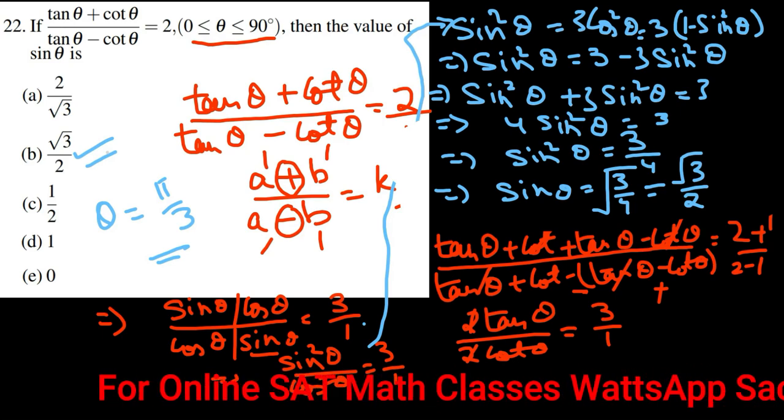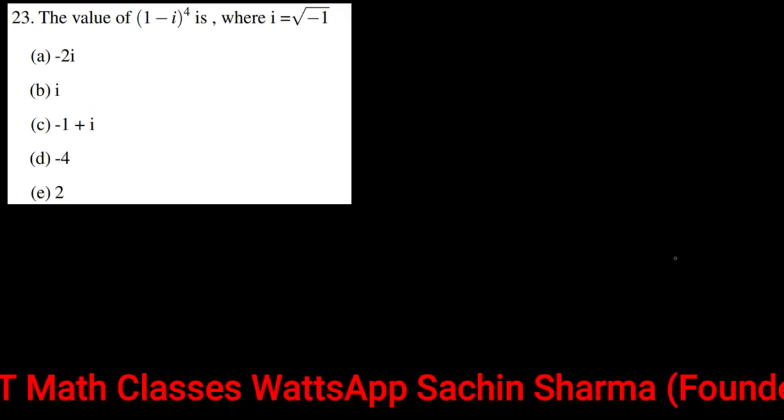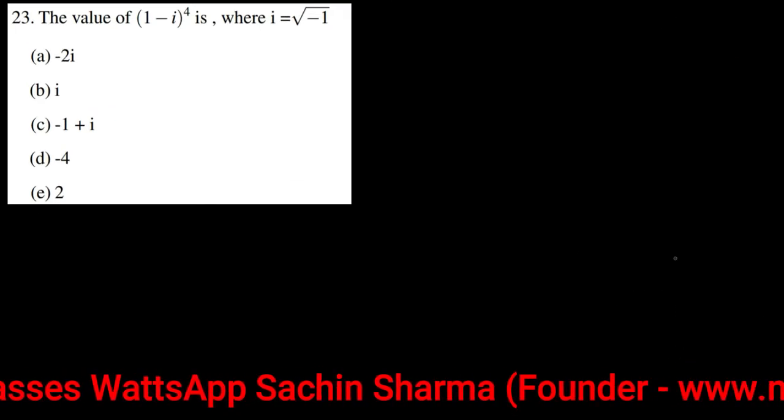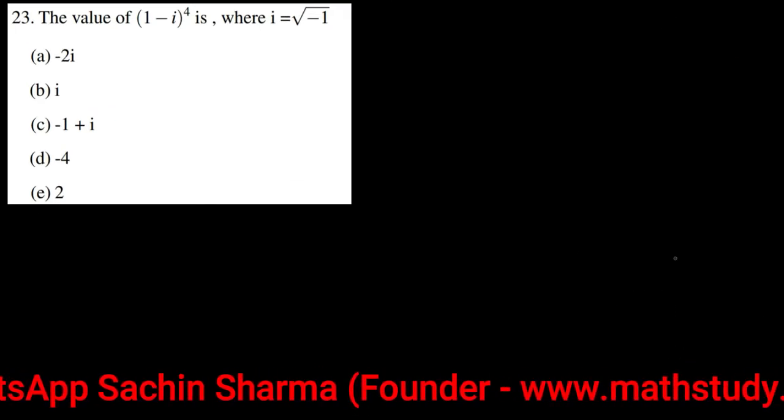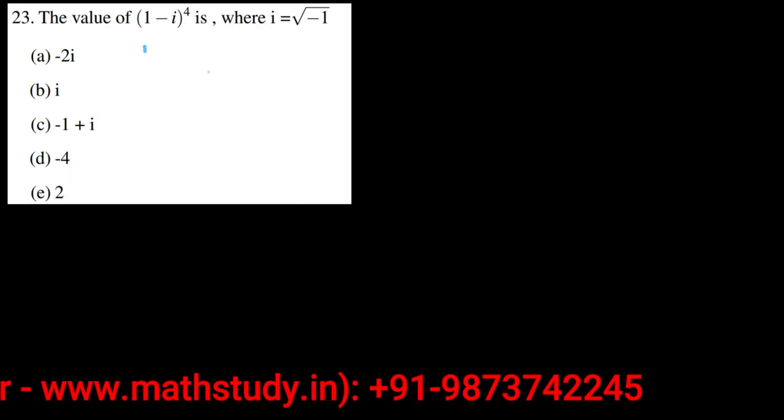So that was our question number 22. Now let's move towards question number 23. So students, this is our question number 23 from complex numbers, right? Here we have to find this value, 1 minus iota raised to the power 4, where iota is nothing but root over minus 1, of complex number.